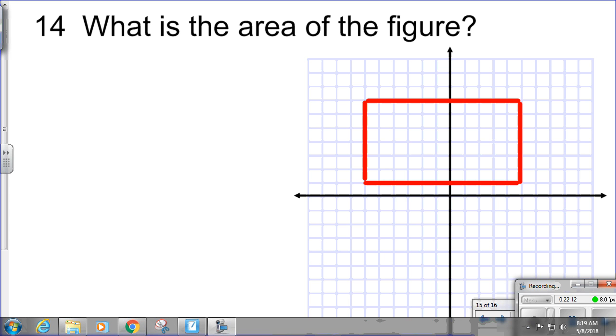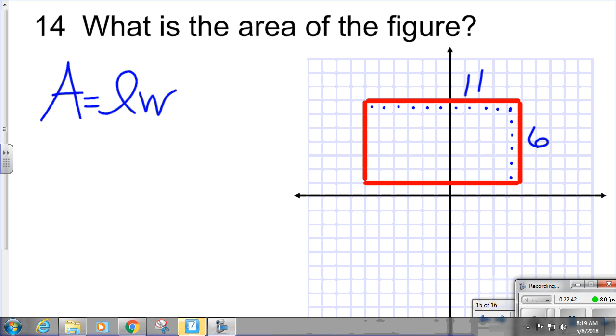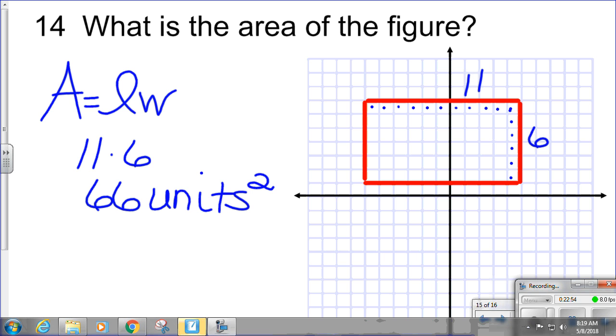This one is area of the figure. Am I looking on the outside or the inside? Inside this time. So you have to be able to count. 1, 2, 3, 4, 5, 6, 7, 8, 9, 10, 11. You could also do a formula here. Okay? It is an 11 by 1, 2, 3, 4, 5, 6. And just multiply those because area of a rectangle is length times width. Either way, either counting all the little boxes inside or using the formula, we would all get 66, and this would just be units squared. It's area.